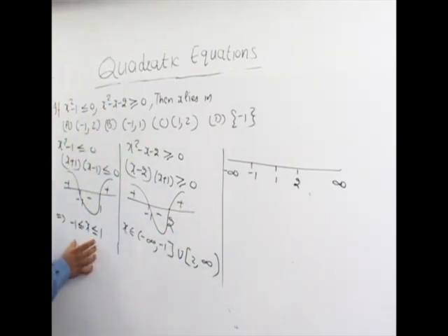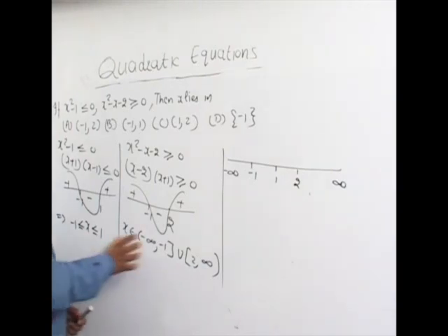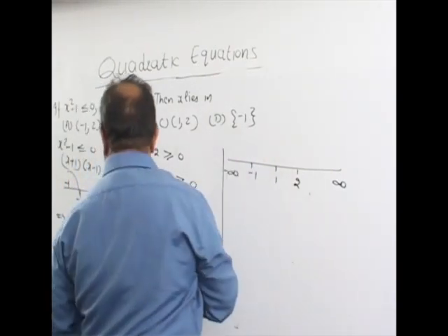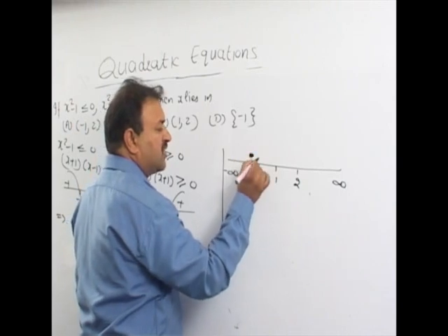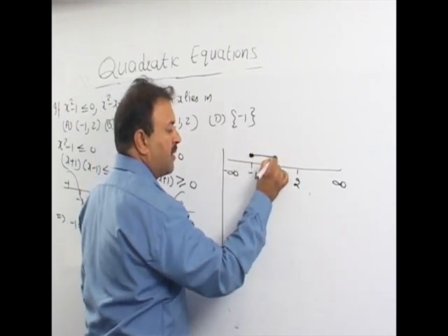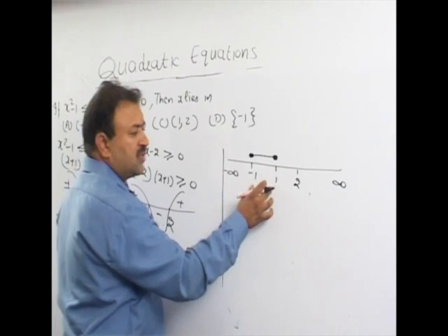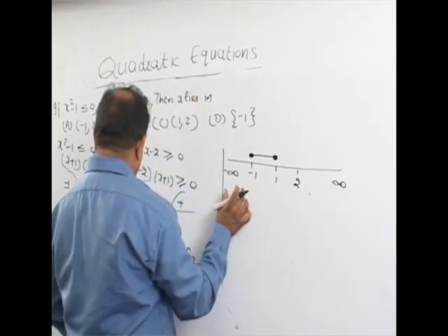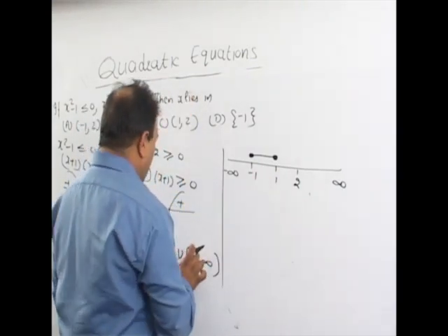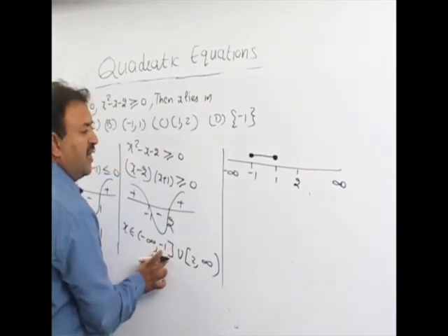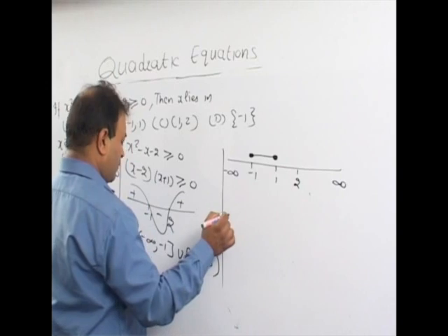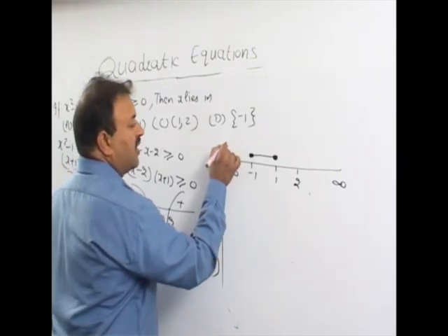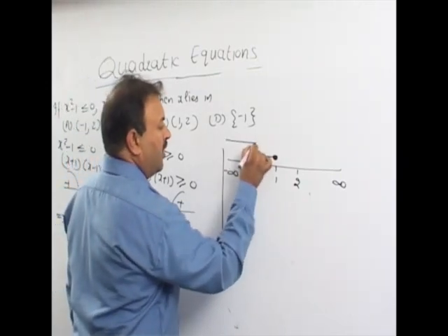So we are going to represent the first result over here. That means the first result will be represented with filled circles on the number line. It is a number line like this. x lies from minus 1 to 1, and here the value of x lies from minus infinity to minus 1 and 2 to infinity. That means the other result goes up to here.